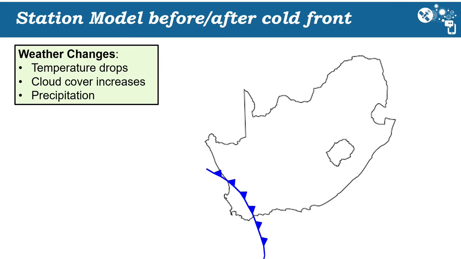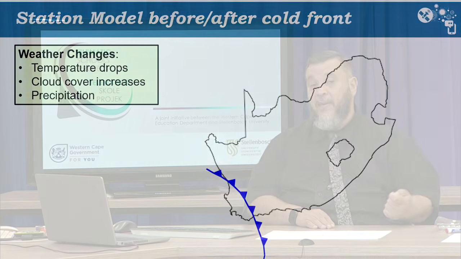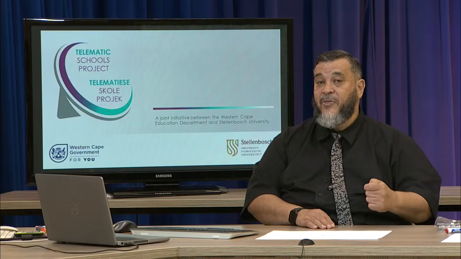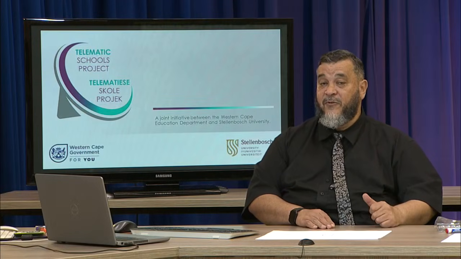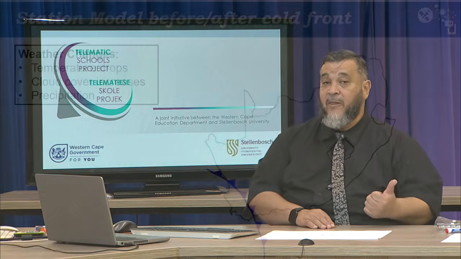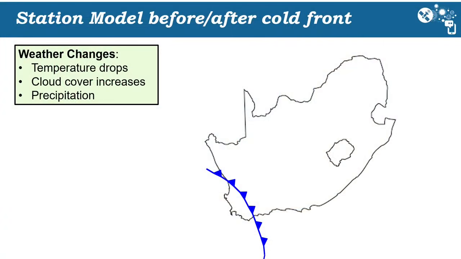You know that when a cold front passes over a place, and for us who live in the Western Cape, who live in Cape Town, we've just come through our winter months now, and we've experienced many cold fronts. And we know that many things happen, but the three main things that happen when a cold front passes is, firstly, let's have a look at our slide. The first thing that happens is that the temperature will drop. Secondly, the cloud cover will increase. And thirdly, precipitation will occur.